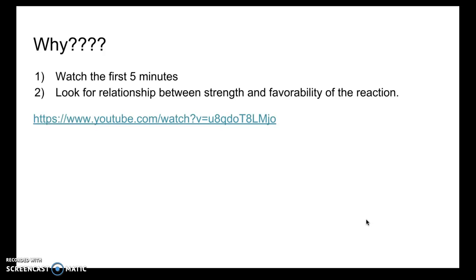So the question may be, why is that correlation? Why would a strong acid result in a weaker conjugate base, and a weak acid result in a stronger conjugate base? What's going on? So what you're going to do is watch this video. Watch the first 5 minutes, because believe me, after that it gets pretty weird, but maybe you're into that. Then look for the relationship between strength and favorability of the reaction. Favorability means the desire of a reaction to go in the forward or the reverse direction. When you are done, we're going to come back together and finish this up.